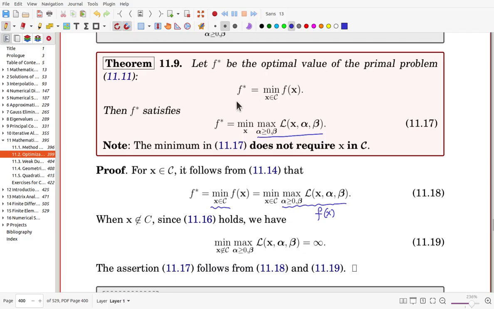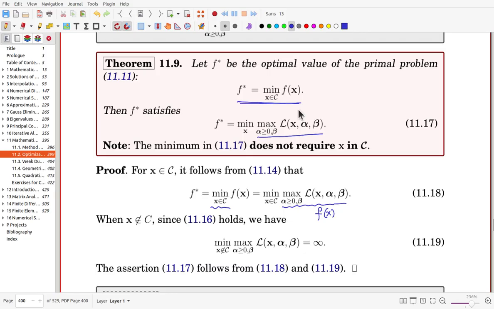So this is the original f star from the definition. Now it can be obtained through this problem. But here x can be arbitrary. Once it is inside the feasible set, this portion is the same as f of x, so that we reach this one. Once x is outside of the feasible set, then it will go to infinity, so we discard it.